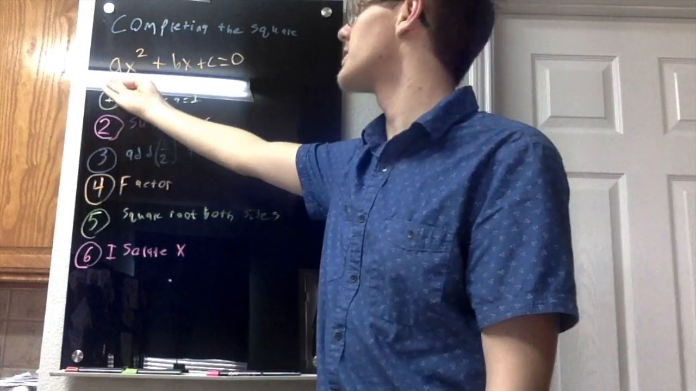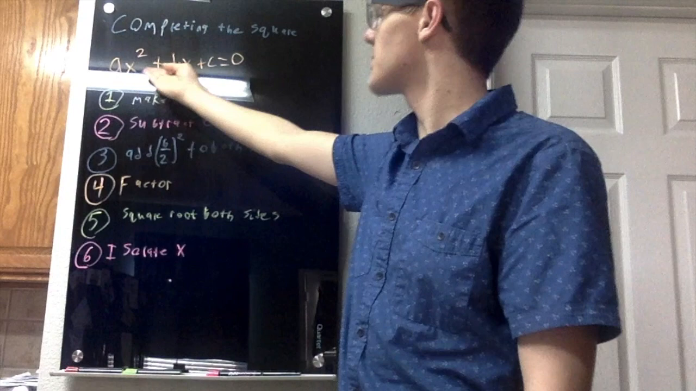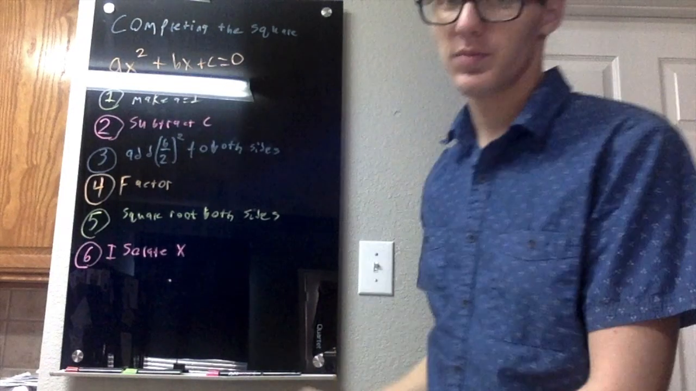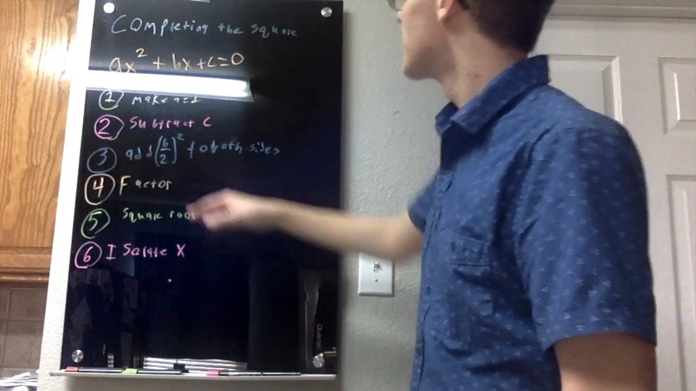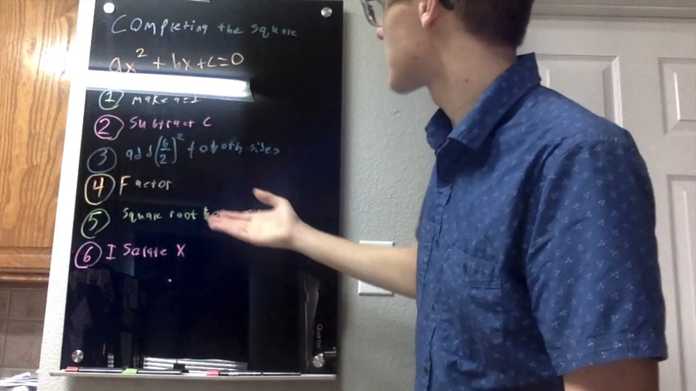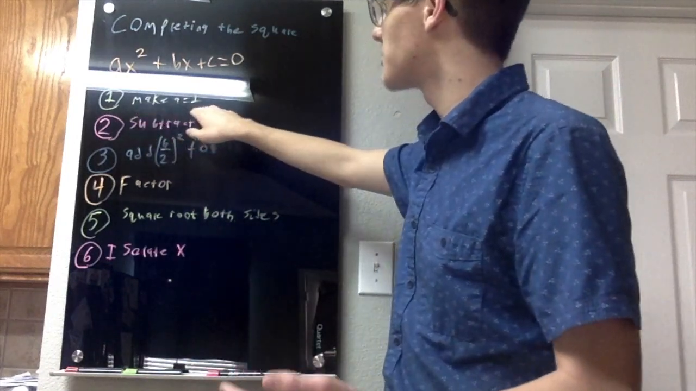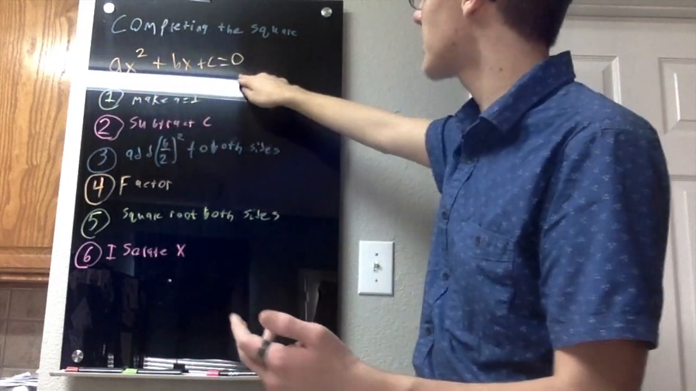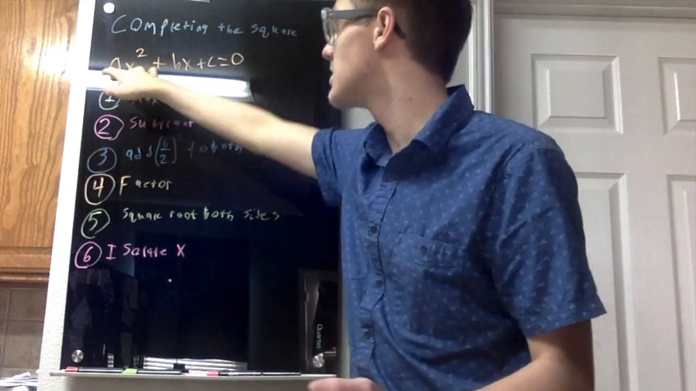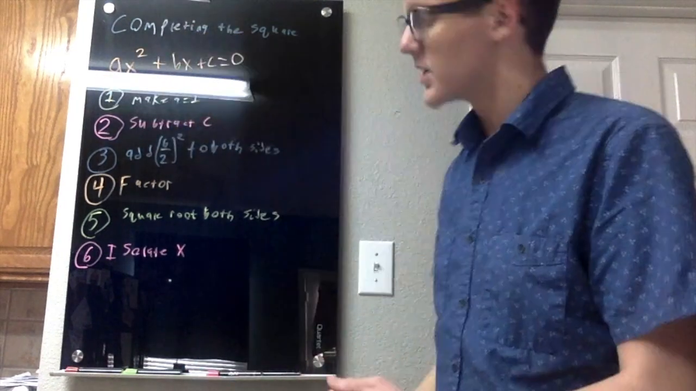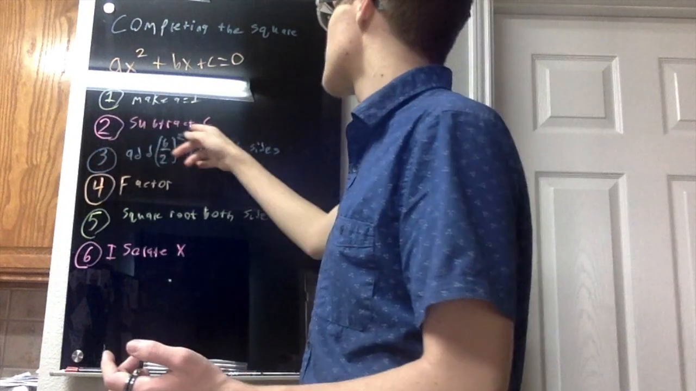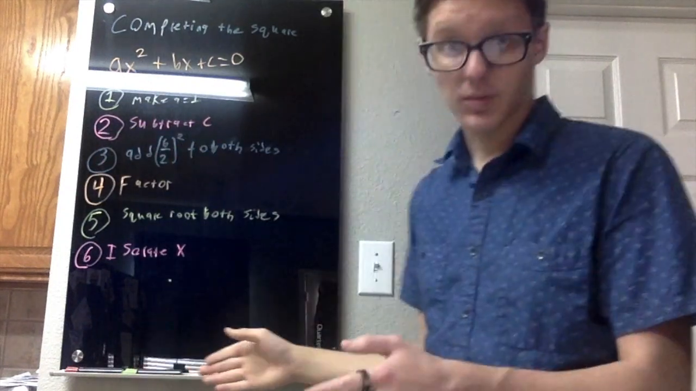First, we need an equation in the form of ax squared plus bx plus c equals 0. We need to make sure b is equal to 0. So, step 1 for completing the square is make a equal to 1. So, divide everything in this side of the equation by a. Step 2 is to subtract c across after making a 1.